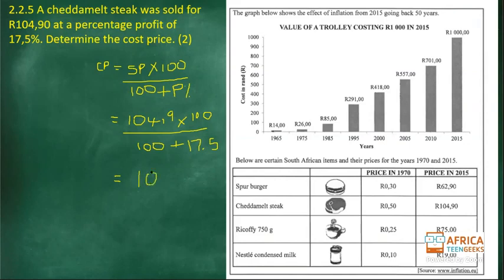I'm trying to get to this answer here. 10, 4, 90 over 117.5. Then if you calculate that divided by 117.5, that is 89.28.